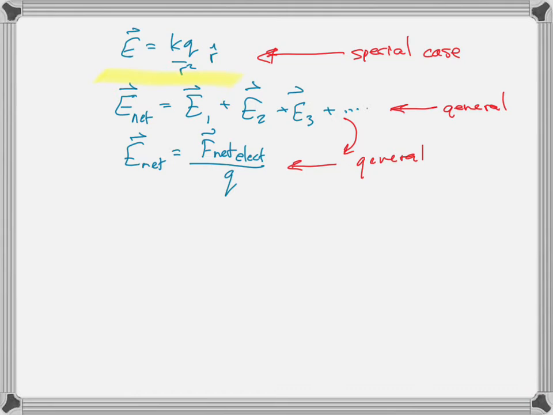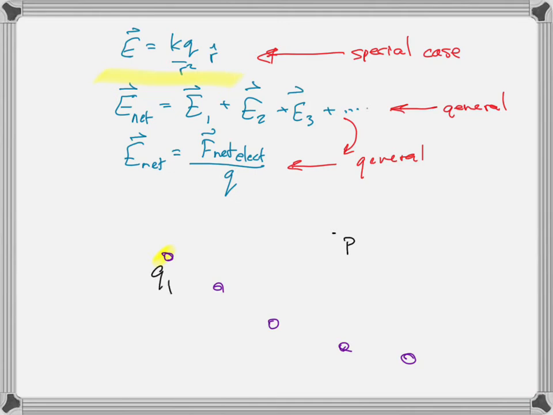So what do I mean by that? So for instance, if I had a bunch of charges, charge 1, charge 2, charge 3, charge 4, charge 5, and I want to know what is the field at a point P. This is just a point P in space, right?